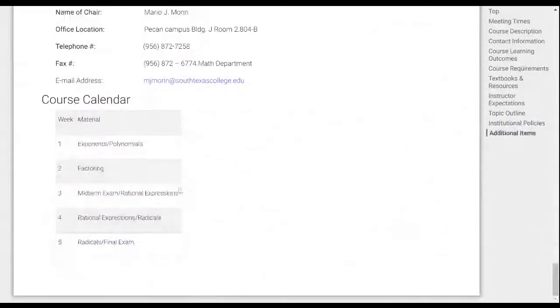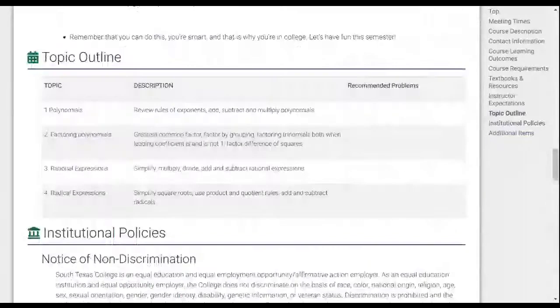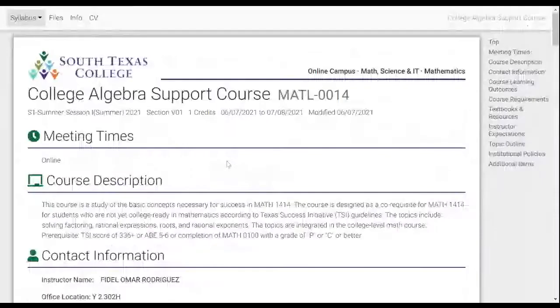And at the bottom, guys, I just have a little calendar of what we're going to be doing. So this week, we're going to go over exponents and polynomials. Next, we'll go through factoring. At the beginning of week 3, we're going to take a midterm, and then we'll do some more stuff at the end of week 3. And then you can see week 5, we finish everything up and we take our final exam, okay? So it's a short session, guys. It's 5 weeks, right? We start today, June 7th, and we're done by July 8th. So it's a month and a day, okay?